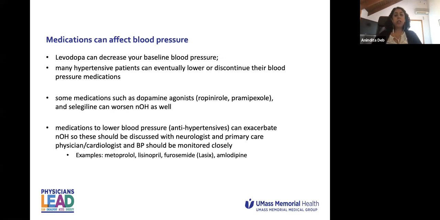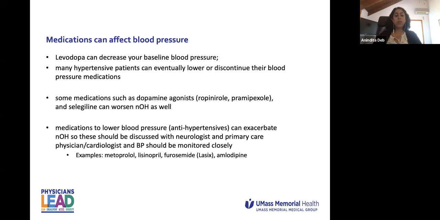Additionally, medications to lower blood pressure, like antihypertensives, can exacerbate it. So if you already have some symptoms of NOH, or you have some intermittent dizziness, but it's not significant, and then you're put on a blood pressure lowering medication, that can certainly exacerbate it. So again, this requires a discussion among your physicians to really sort out what the next step should be.